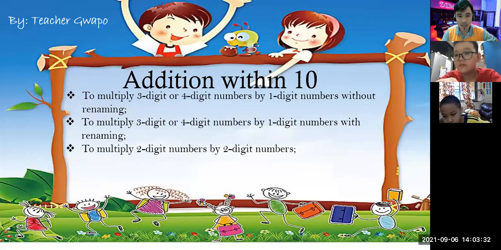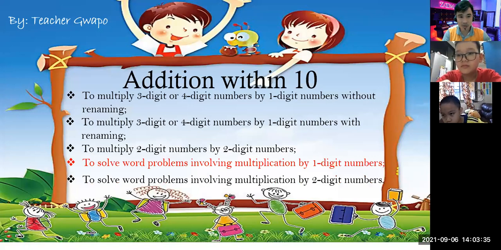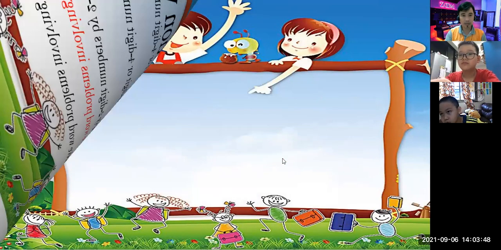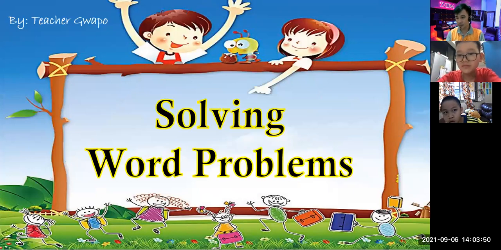Now, why is it addition with 10? I forgot to edit this one. This would be multiplication. So our objective for today is to solve word problems involving multiplication. This one should be multiplication. I forgot to edit that one. Okay, here we go. Solving word problems. So be attentive because later I will give you something to do right after our class. But for some of the questions, I'm going to help you answer.